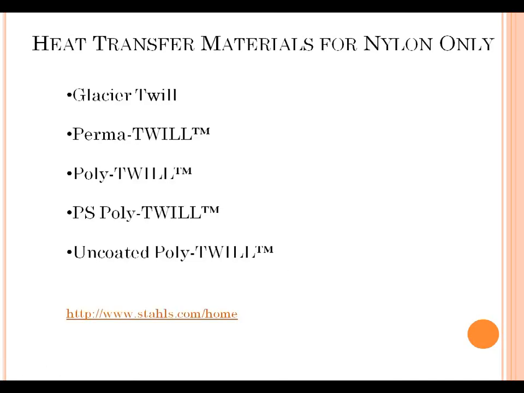And then these heat transfer materials I have listed are for nylon only. So you wouldn't really want to use them with Cordura or with nylon mesh, which makes sense because they're all twill materials. We've got the Permatwill. And the difference between these twills: the Glacier Twill is a twill that has a pattern on it, almost like a prism-type pattern. And then poly twill is just our most basic poly twill.